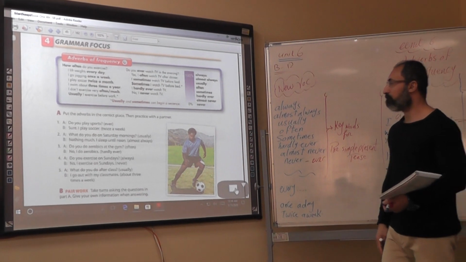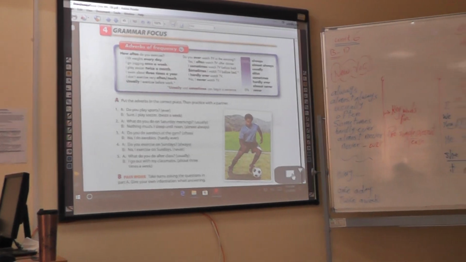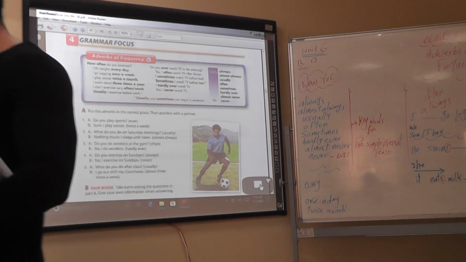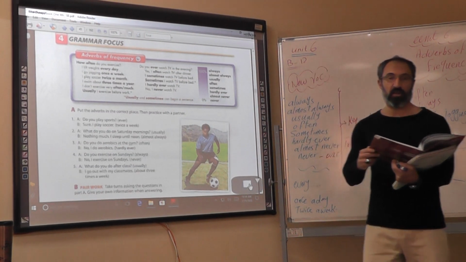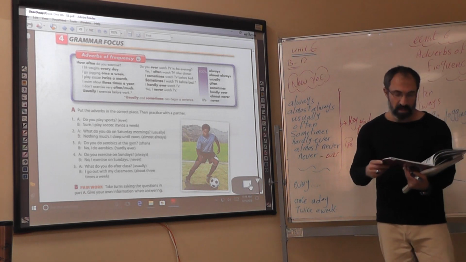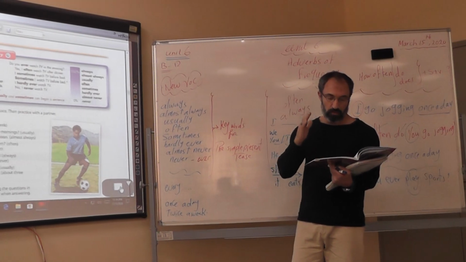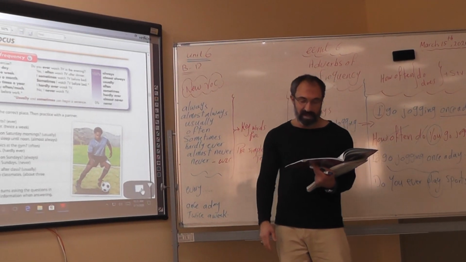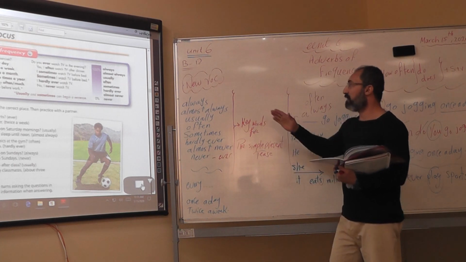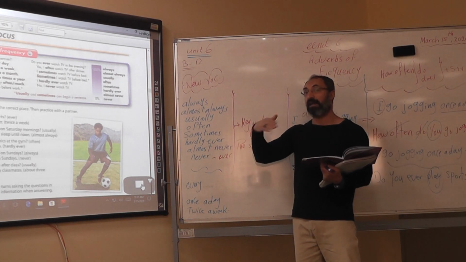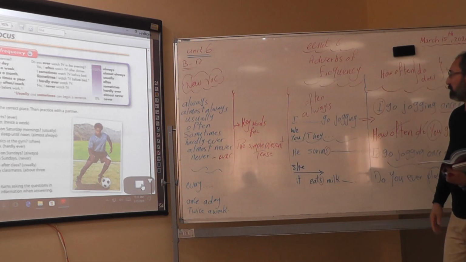Then, in our workbook, exactly page 31, unit 6, "How often do you exercise?" We have exercise 2. Arrange these words to make sentences or questions. It's again based on the adverbs of frequency, as more practice for our lesson today.